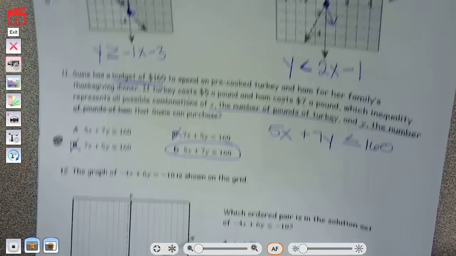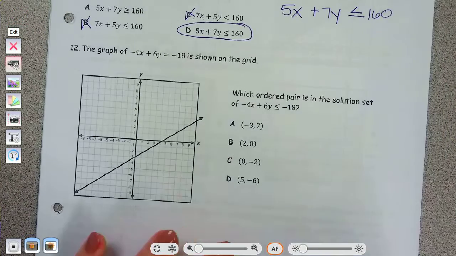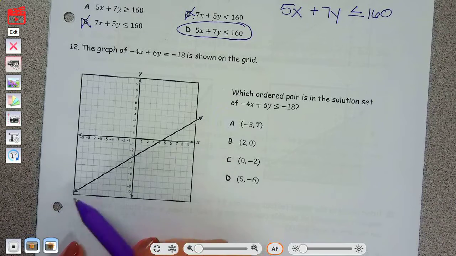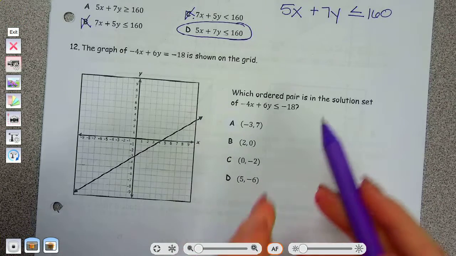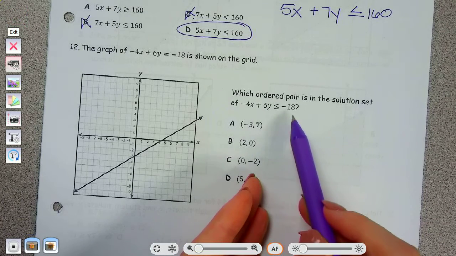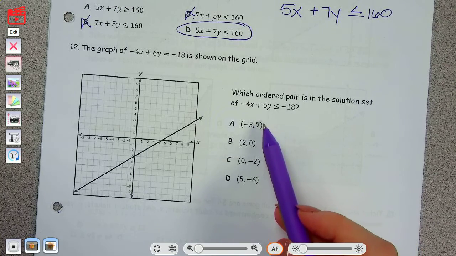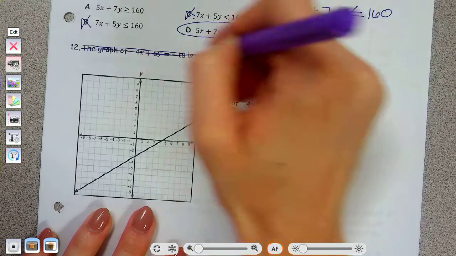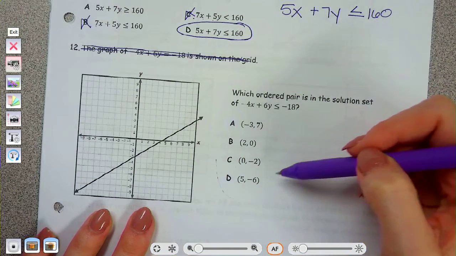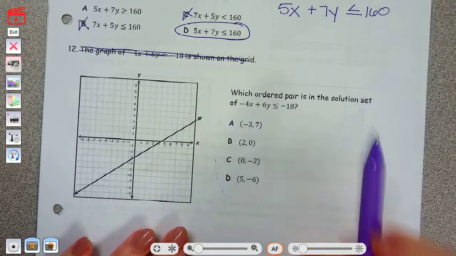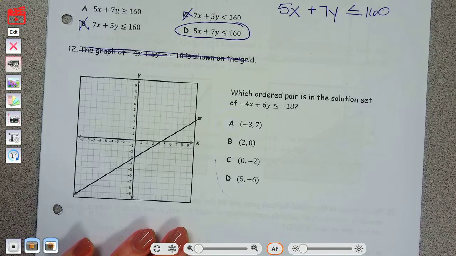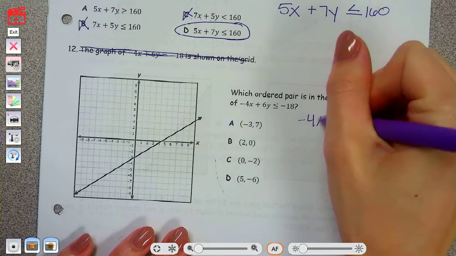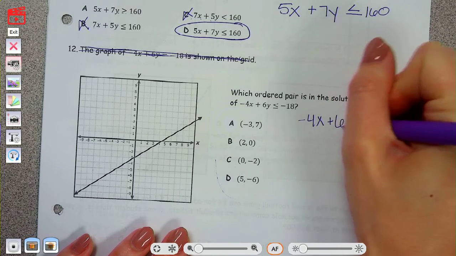On this next problem, this is just kind of weird because it literally gives this to you. It graphs it for you, but then it gives you this equation because you need to know where to shade. You need to know if your sign is going to flip. So don't worry about what's written up here. What you want to look at is down here in the actual question. So which ordered pair is in the solution set? So to know if I shade above or below, I need to solve this equation for Y.